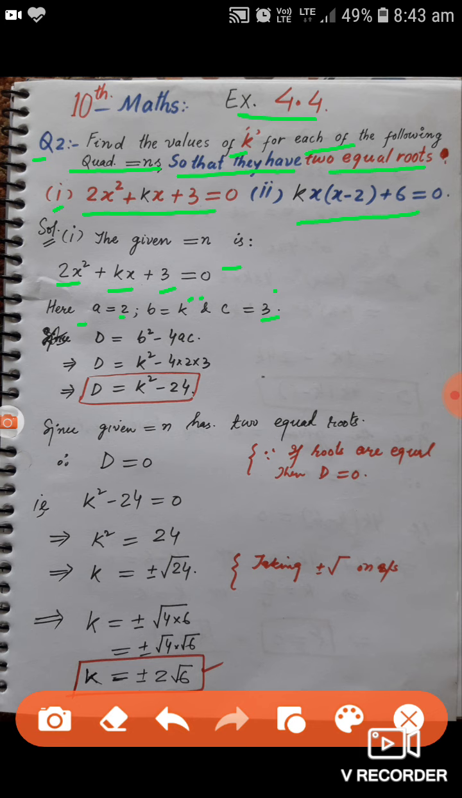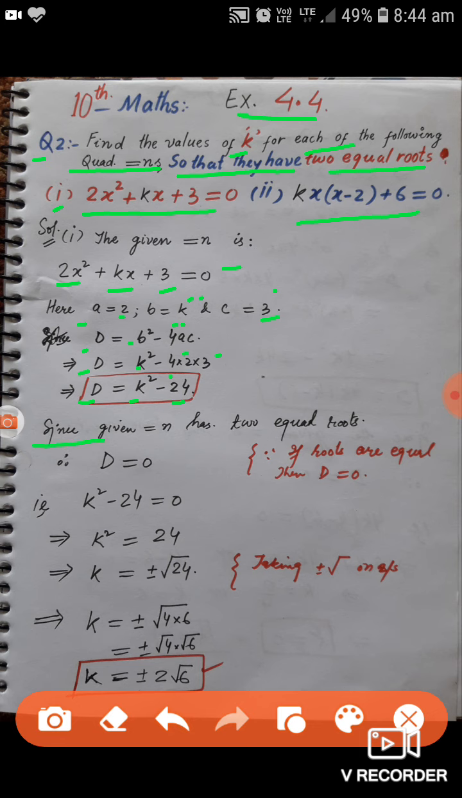Now as you know, the discriminant D is equal to b square minus 4ac. This will imply that instead of b we will write k and then square, minus 4 into, instead of a we have 2 and instead of c we have 3, so we will write k square minus 4 into 2 into 3. So it will imply that D is equal to k square minus 24.